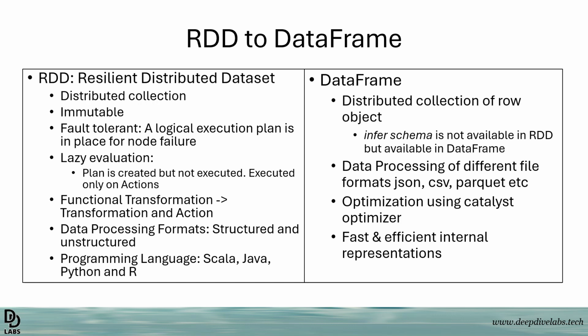Optimization happens using what is called a catalyst optimizer. We'll talk a little bit deeper into this in the subsequent slide, right? That's the execution plan that happens in Spark. So optimization happens in a data frame, and because of its familiarity with developers, Spark has ensured that there is a lot of query optimization, all kinds of optimization that happens in your data frame as well. So it makes it fast and efficient, with an efficient internal representation.